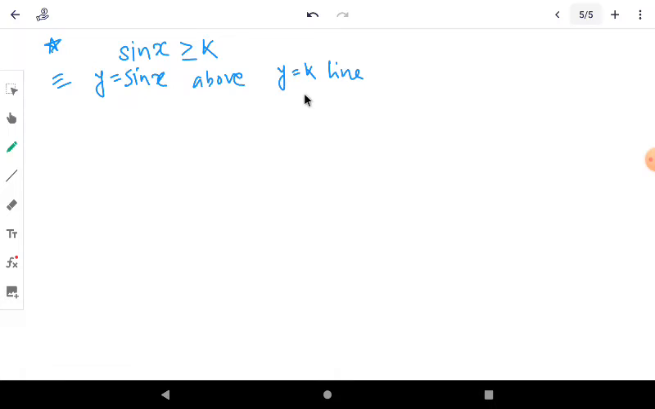Okay, so let me illustrate this with an example. Let's take sin x greater than or equal to minus 1 by root 2 in 0 to 2 pi. We have to find x. So let's draw the graph.